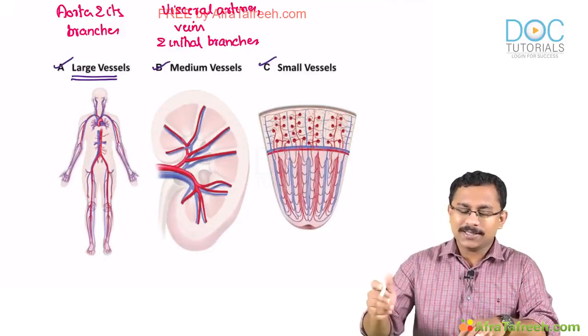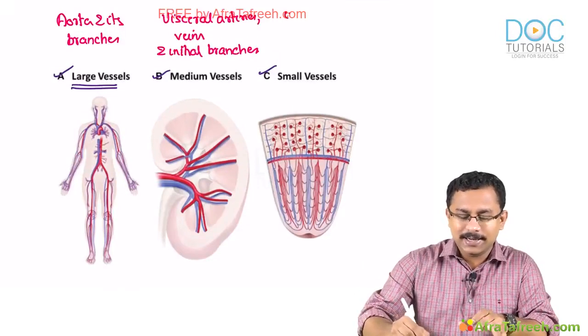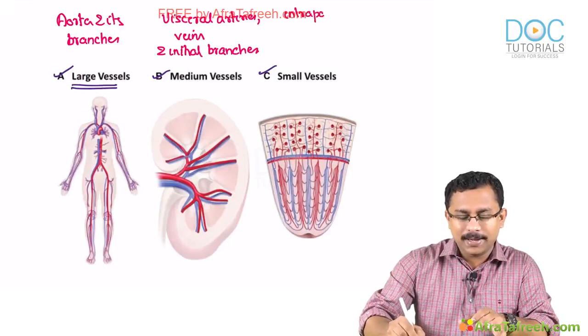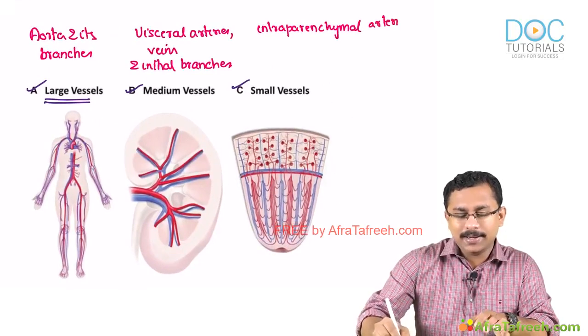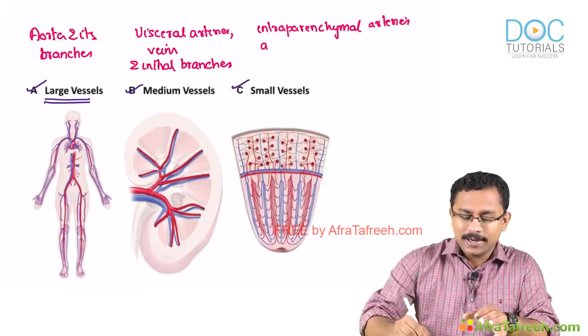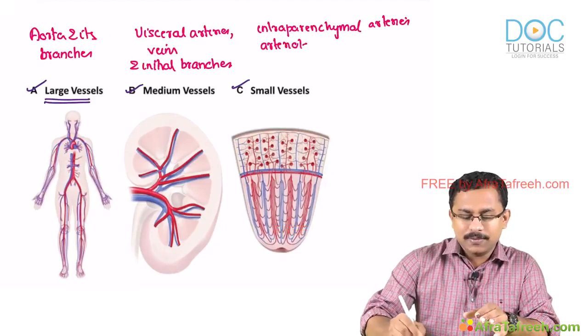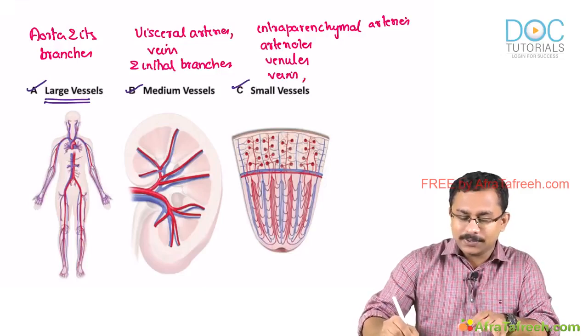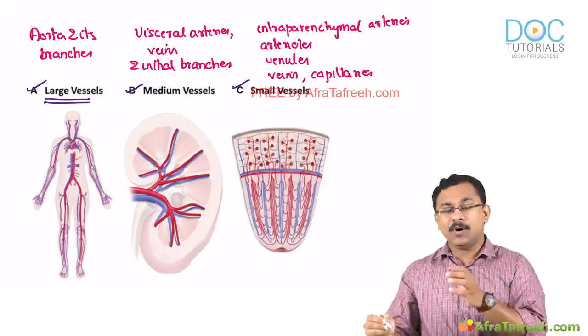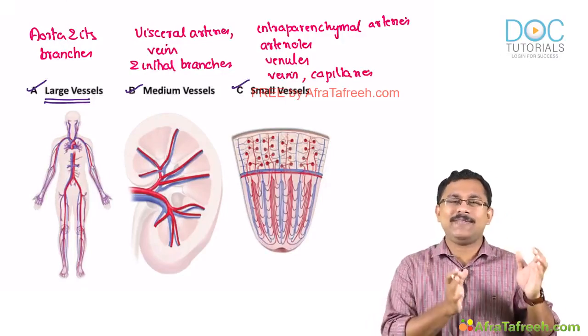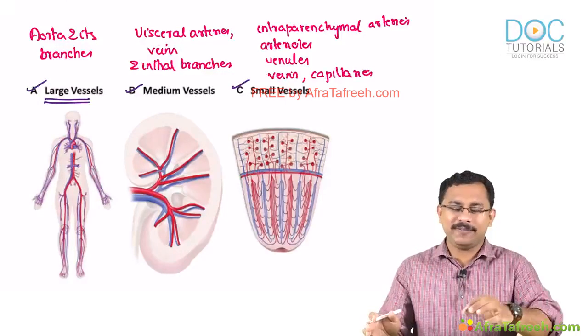And what about the small vessels? The intraparenchymal arteries, okay, the arterioles, venules and the veins, and the capillaries also. Okay, so these were the small vessels. Okay, so they subdivided it based on the predominant affection.